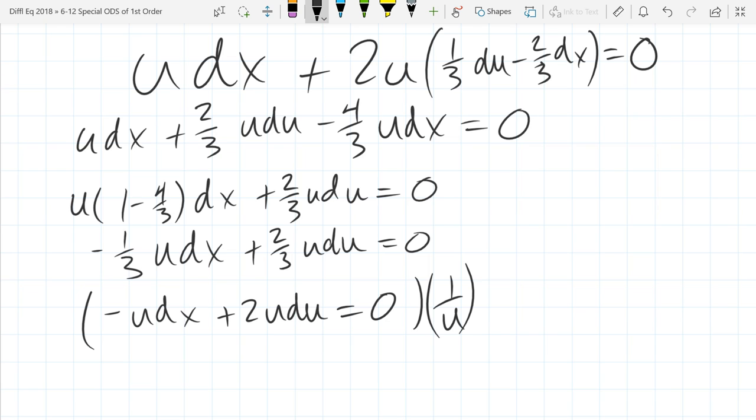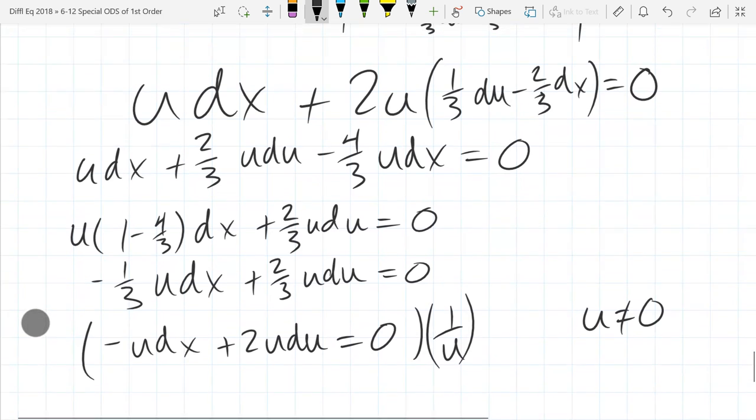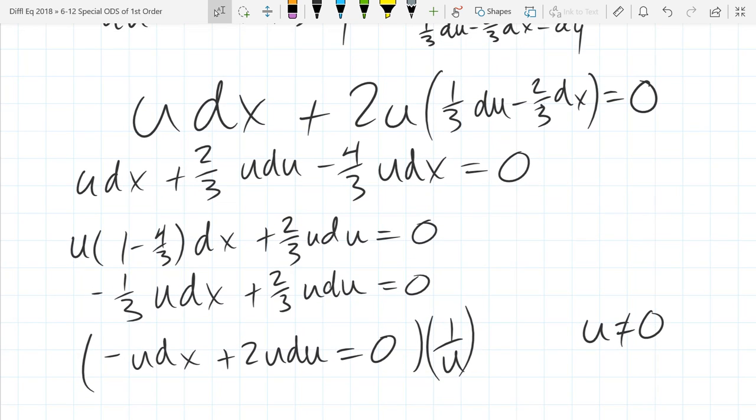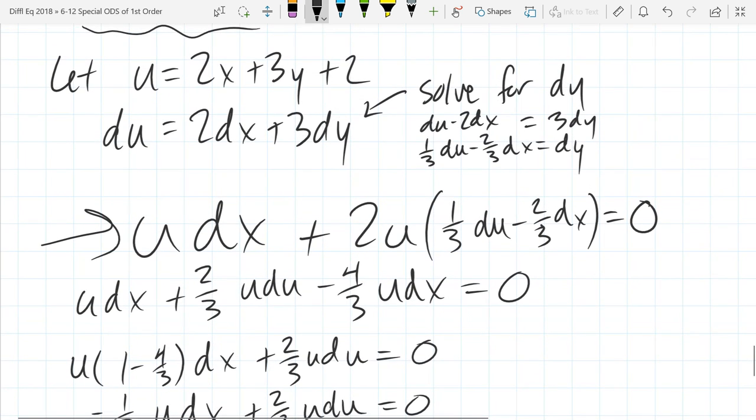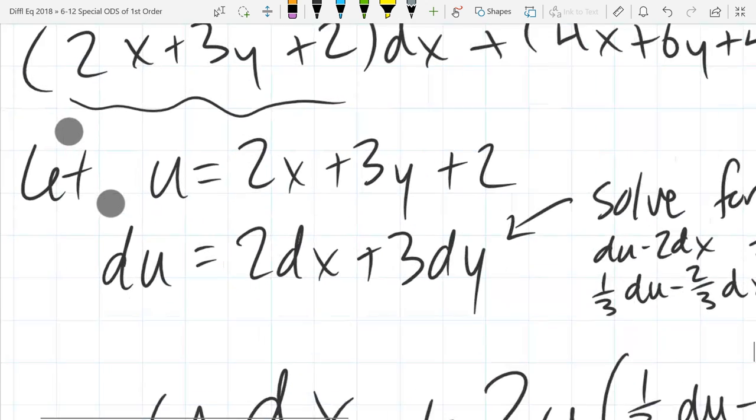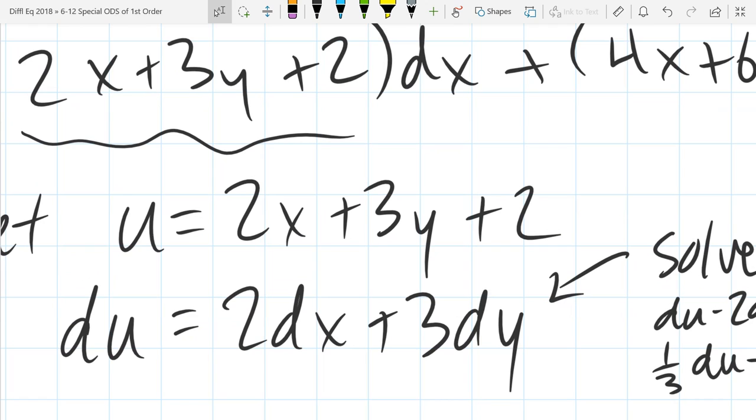So if u's not zero, I can make this move. I think u equaling zero would be a solution up in this ODE right here. If you just look at it, if u is zero, this will be true. Now that being said, what does it mean for u to equal zero? It means that 2x plus 3y plus 2 equals zero. So that is one solution to this equation.